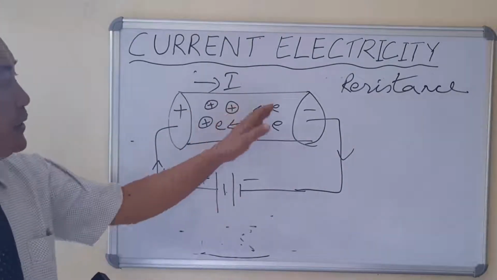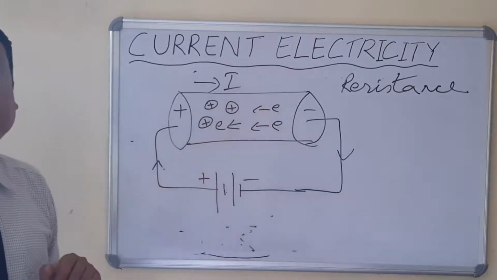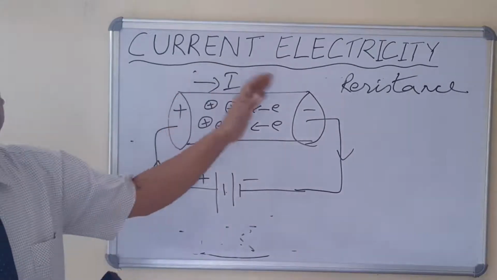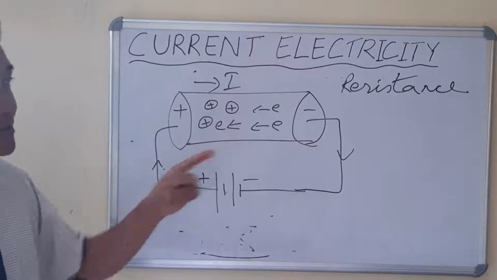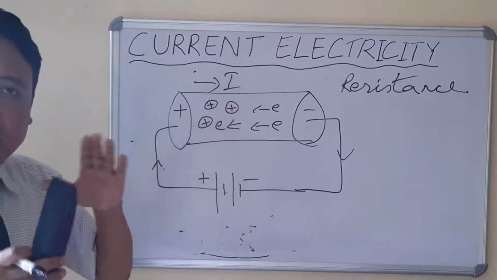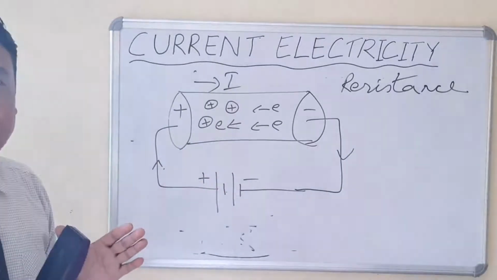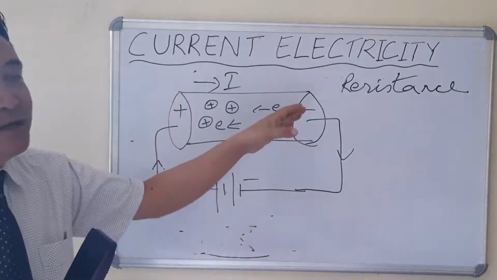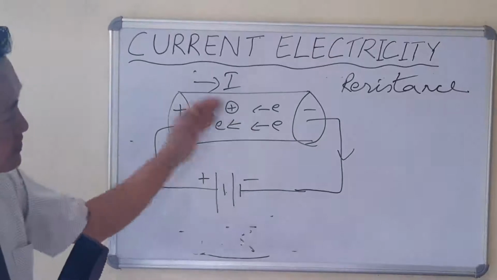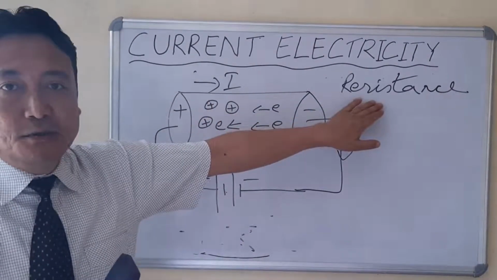And therefore, when they collide, the speed of the electrons will be reduced. When the speed of the electrons is reduced, that will reduce the flow of current, because the flow of current takes place when there is a flow of electrons. And if the electrons cannot flow continuously or smoothly, finally there will be an obstruction in the flow of current. So when there is obstruction in the flow of current, then resistance exists.